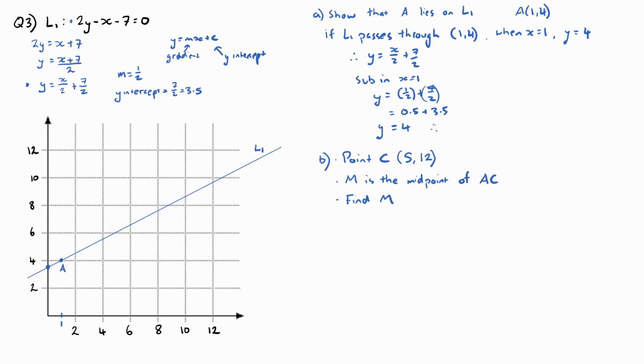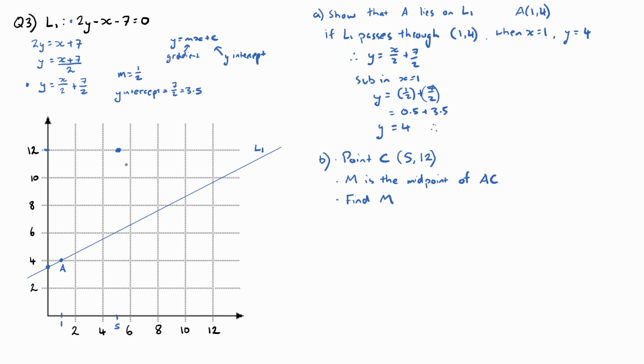Question 3, part B, asked to find the coordinates of M. And we are told that M is the midpoint between point A, which is down here, you can see, and also this new point C, which has the coordinates 5 and 12. So let's just plot where 5 and 12 would be on our XY axis here. 5 is here, 12 is up here, so this point lives here.